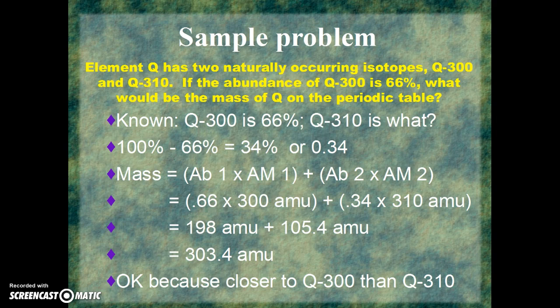This is okay because we have more of the 300 isotope than of the 310, so it should be closer to the 300 isotope than the 310.